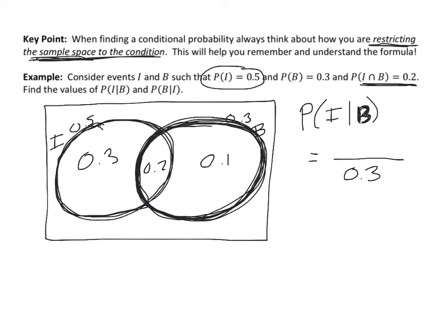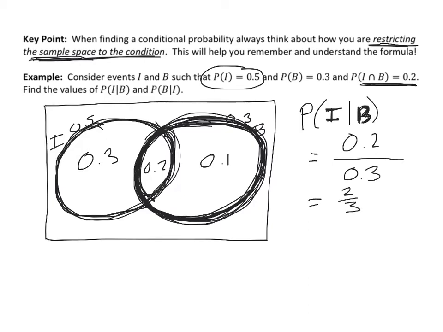Now within that universe, within that B space, where does it happen that I happens? It wouldn't be the entire circle because I'm only getting to look within this circle. Within this circle, I only happens right here. It happens in the intersection. So I would put 0.2 on top and I would wind up getting 2/3. It's totally coincidental, by the way, that that's the same answer we got on the previous page. That was us thinking about this logically, thinking about this as a restriction of the sample space.